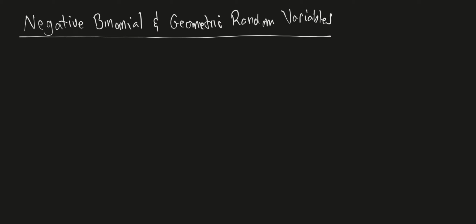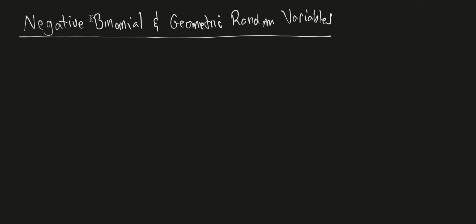We're now going to continue our look at some of these special discrete random variables with a pair of very important random variables called the negative binomial and the geometric random variables. Now, the reason why the word binomial is in this particular name is because in some sense there is a relationship between the binomial distribution that we've talked about and this new random variable that we're going to look at right now.